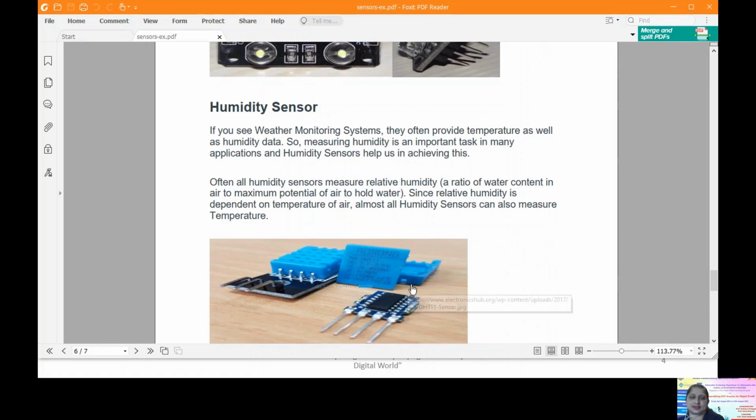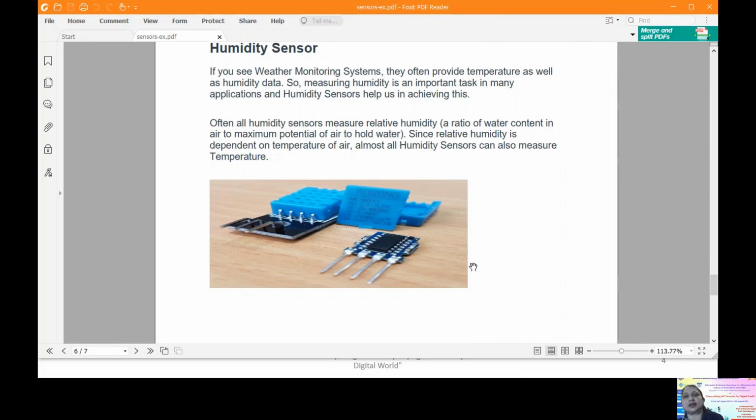The next sensor is the humidity sensor. If you see weather monitoring systems, they often provide temperature as well as humidity data. Measuring humidity is an important task in many applications, and humidity sensors help us achieve this. Often humidity sensors measure relative humidity. What does humidity mean? The ratio of the water content in air to the maximum potential of air to hold water. Since relative humidity depends on the temperature of air, almost all humidity sensors can also measure temperature. So the humidity sensor will look like this.